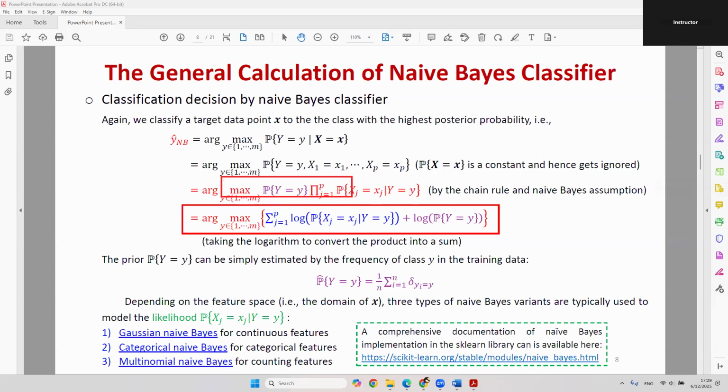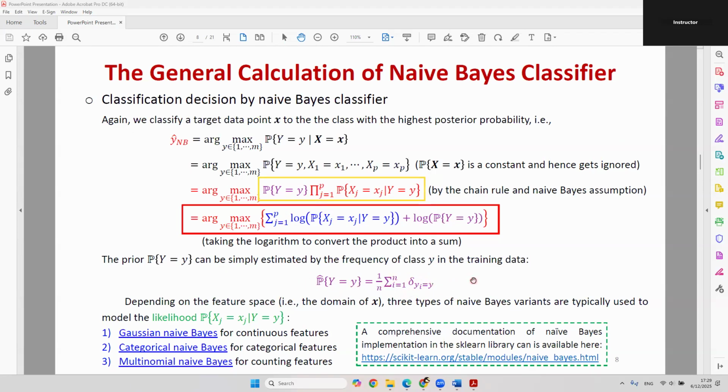Let me use another color, let's say yellow. The whole of this part, okay? I just take a logarithm of the whole of this part, and then what do we get? We get this, right? This is super simple because under logarithm, multiplication becomes what? Becomes summation, and hence product becomes sigma. So you just substitute. And then the prior, y equal to y, is super simple, by the frequency.